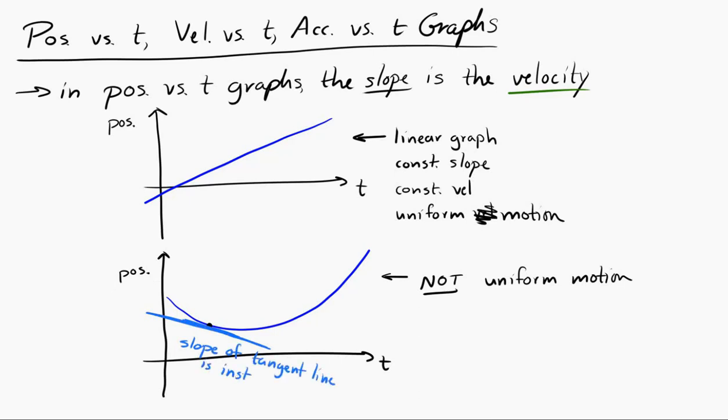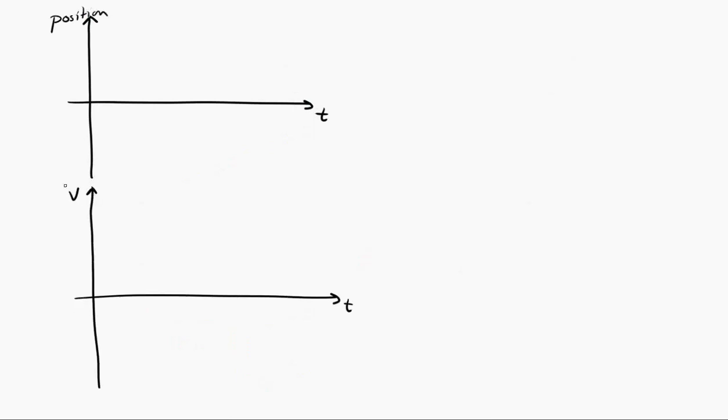So let's use that idea to go from a position versus time graph to a velocity versus time graph. And these are just going to be sketches. We're not going to worry about numbers. We're not going to worry about magnitudes. We're just going to focus on the shape of the graphs. So let's draw a position versus time graph that looks like this. And you can see that there are linear parts of the graph, but the slope of the graph is not always the same.